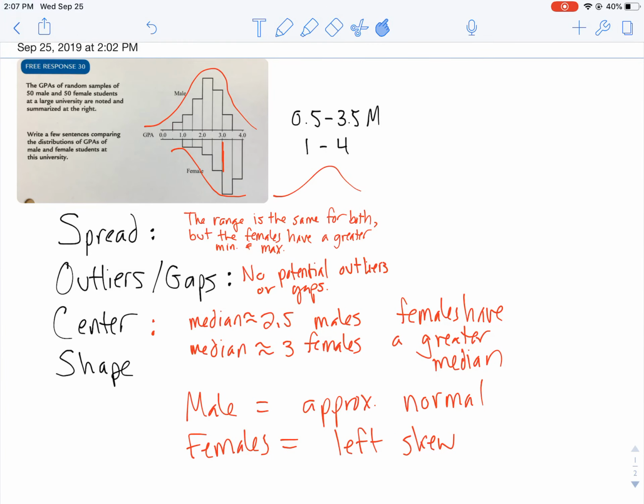Now, I can maybe go a little further with this if I want. I can try and approximate the means. But for right now, I think this is probably your best bet. Because when you're going to see distributions like this on the AP exam, these are the big things that we're going to be looking for: spread, outliers slash gaps, center, and shape.